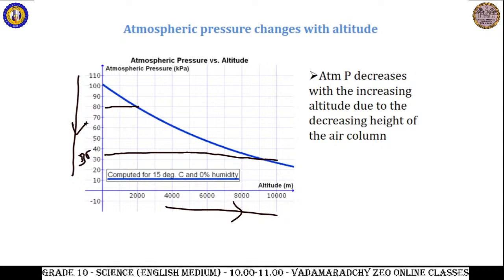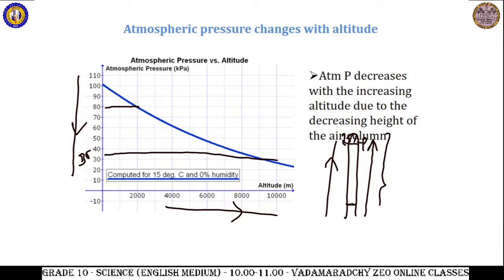When the altitude increases, the weight of the column of air reduces. At the high altitude point, only this height of air is above. But at lower altitude, the whole air column exerts pressure. So at lower altitude there is higher pressure, and when increasing the altitude, the atmospheric pressure reduces. The atmospheric pressure decreases with increasing altitude.